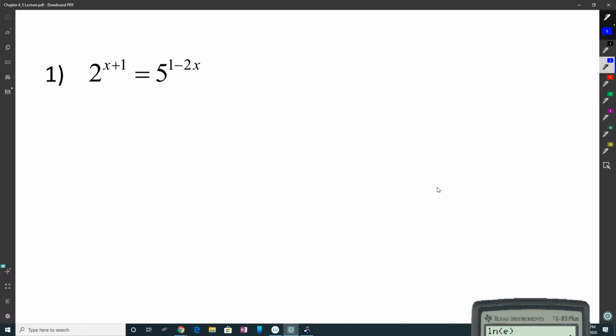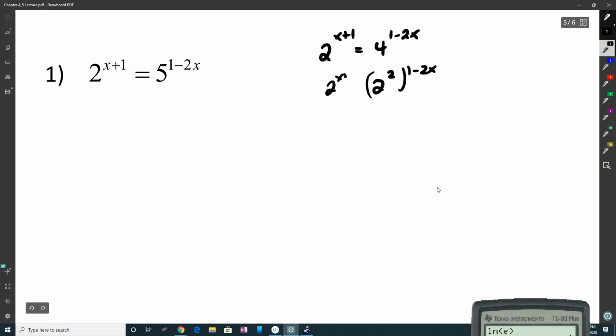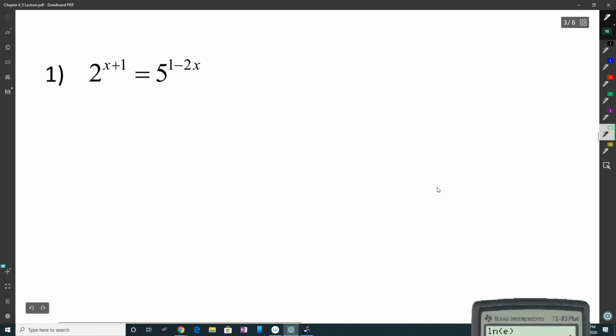Okay, so looking at this, if this was a 4, then I would just make this the same base. And then you would have your exponent equals your exponent, and it's no biggie. But it's a 5. And so because it's a 5, I can't do that. So this is where converting becomes an issue because there's 2 bases.